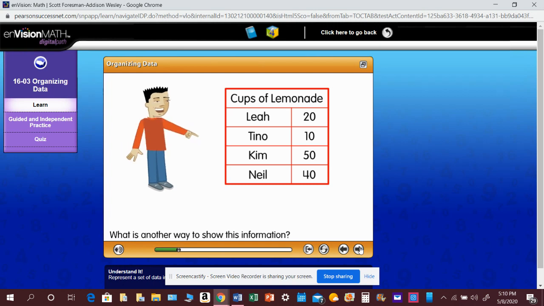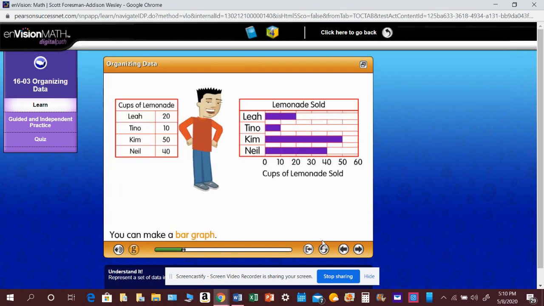What is another way to show this information? Okay, so this is the table. Another way would be a graph of some type. And there are all different types of graphs. We've talked about them before, pictographs, bar graphs. So they're going to show us a bar graph. You can make a bar graph. Okay, so basically it's called a bar graph because we color in the number amounts with what looks like a bar. Okay, so if we look here, Lemonade Sold is the title.